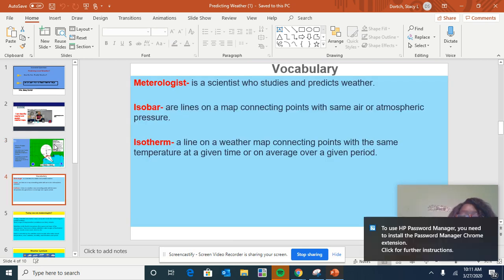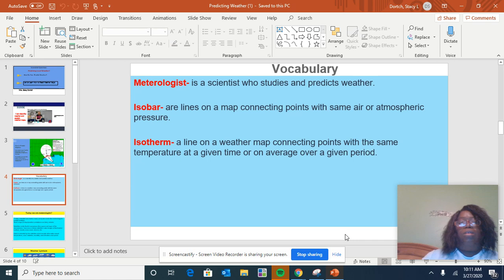All right, a meteorologist is a scientist who studies and predicts weather. Isobars is other vocabulary we'll probably explore later on in another video, but these are lines on maps connecting points with the same atmospheric pressure. And then you have isotherms, a line on a weather map connecting points with the same temperature at a given time or on average over a given time.